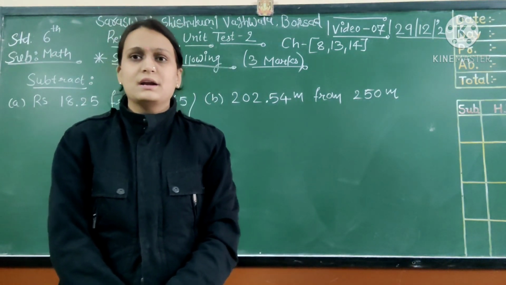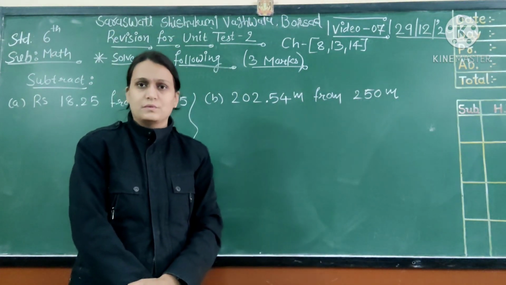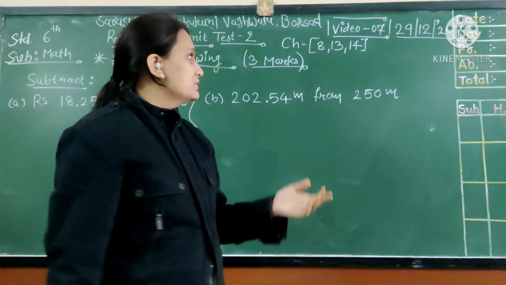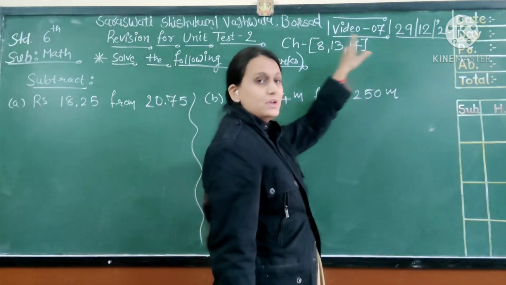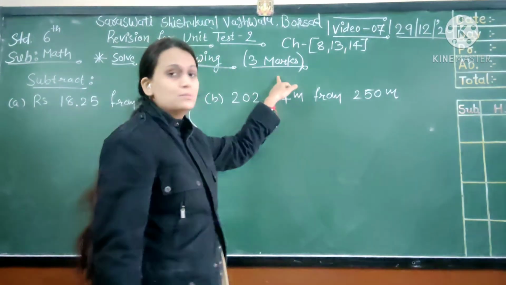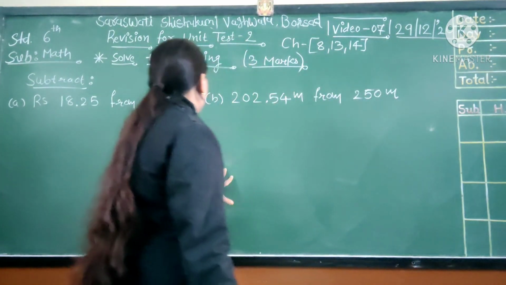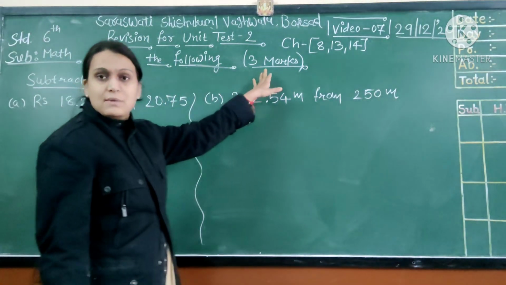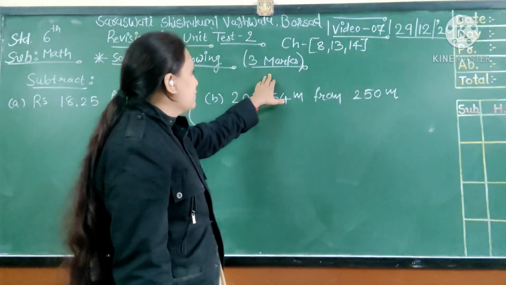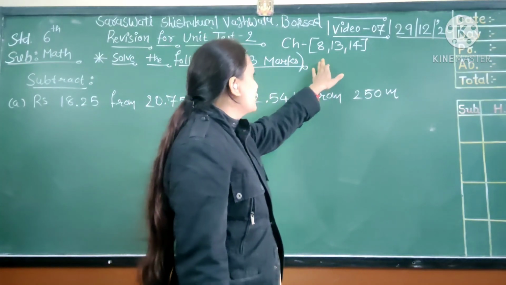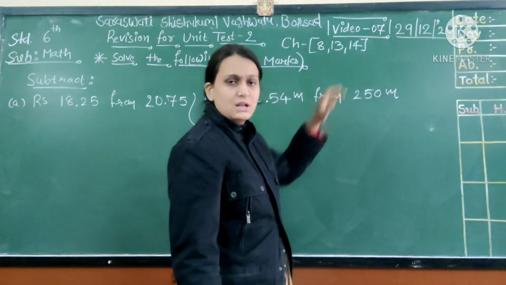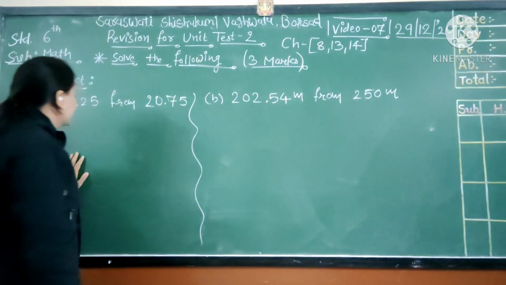So we have started our revision for unit test 2. In the previous video, video number 6, we learned the 2 marks each questions. Now in video number 7, we are going to learn to solve the 3 marks each questions. We have covered 3 marks questions from chapters 8, 13 and 14. So let us start our first question.